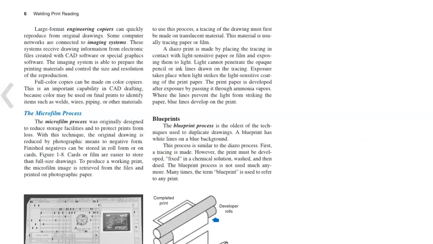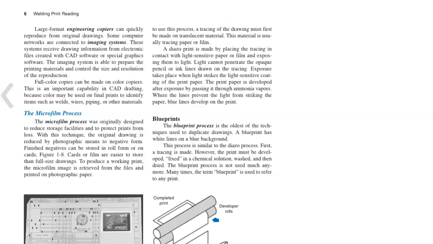Large format engineering copiers can quickly reproduce from original drawings. Some computer networks are connected to imaging systems. These systems receive drawing information from electronic files created with CAD software or special graphics software. The imaging system is able to prepare the printing materials and control the size and resolution of the reproduction. Full color copies can be made on color copiers. This is an important capability in CAD drafting because color may be used on final prints to identify systems such as welds, wires, piping, and other materials.